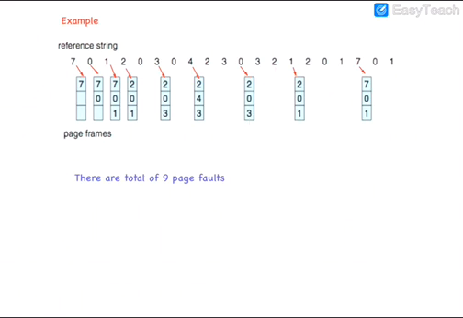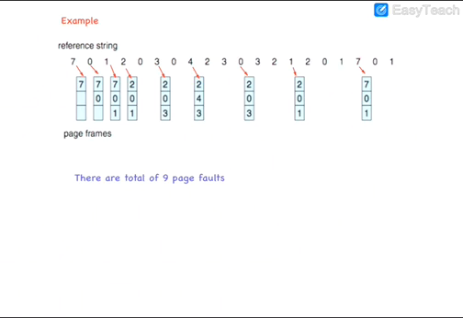2 is already present, no page fault. Again coming to 1, a page has to be replaced. You can see 2 is referred here itself, 0 is referred here itself, and 3 is not referred anywhere, so we have to replace 3. So 1 is replacing 3. Next, 2 is already present, no page fault. 0 is already present, no page fault. 1 is already present, no page fault.